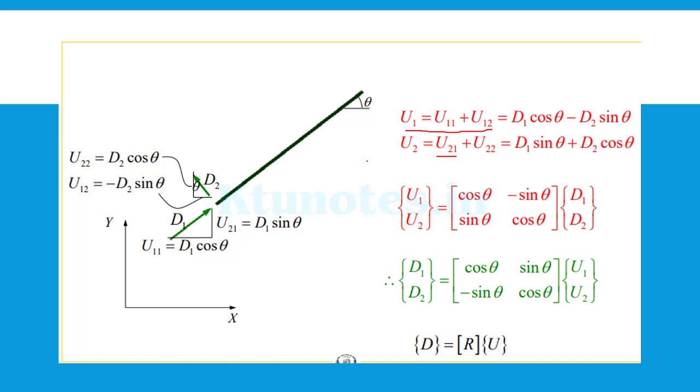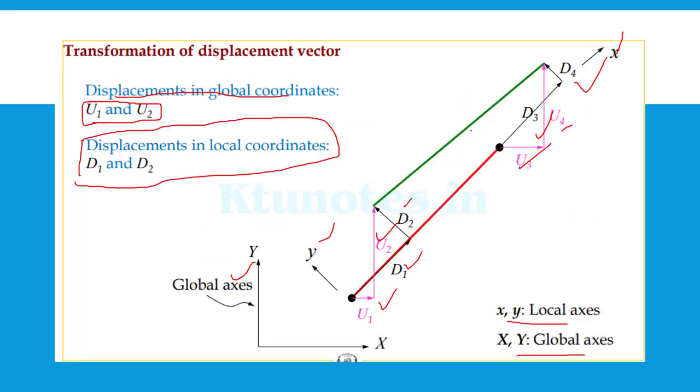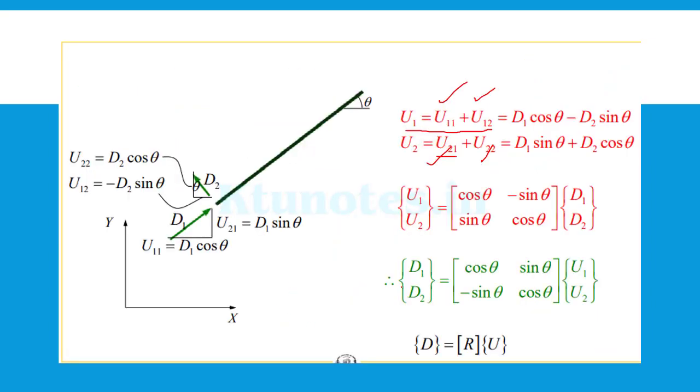So we have to find individually u12, u11, u22 and u21. To solve for that, you should first clearly understand this picture. A theta is given to you, which is the angle made by the plane truss with the global axis, which will be the theta value.